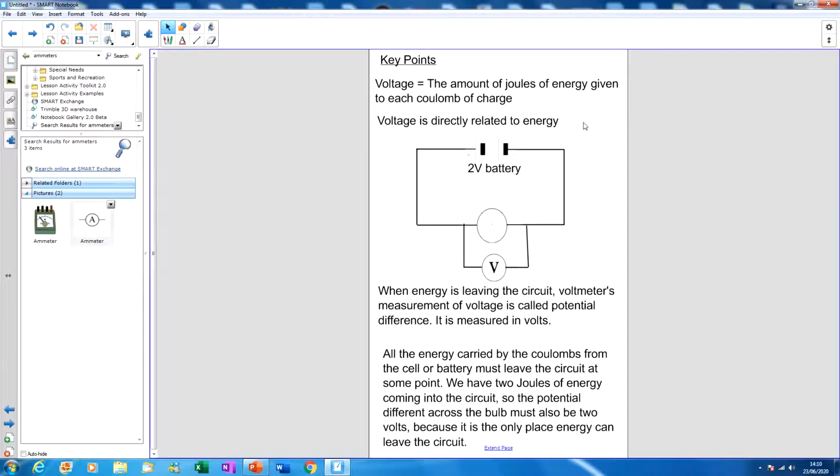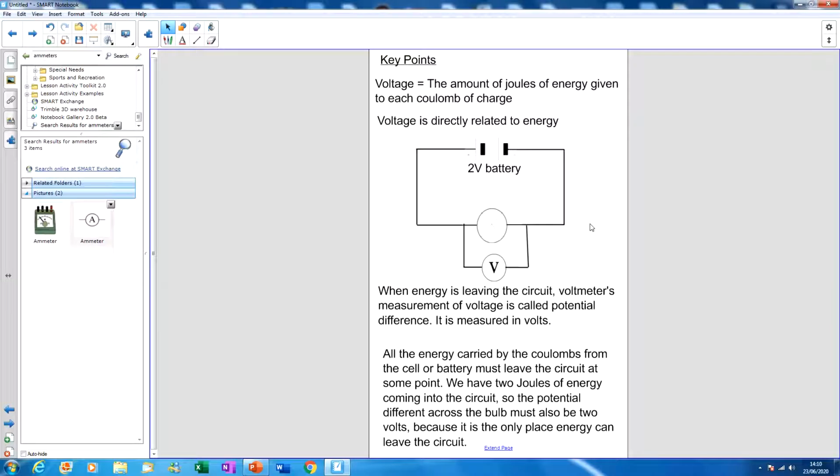When you're measuring energy leaving the circuit, so if we place our voltmeter correctly wired in parallel, so with two connections across the bulb whose potential difference we're measuring, voltmeters when connected correctly in parallel will measure the amount of joules per coulomb of charge leaving the circuit in that position. So we're figuring out with this voltmeter here how many joules per coulomb are leaving the circuit through the bulb. So potential difference is just a different way of saying voltage when energy is leaving the circuit.